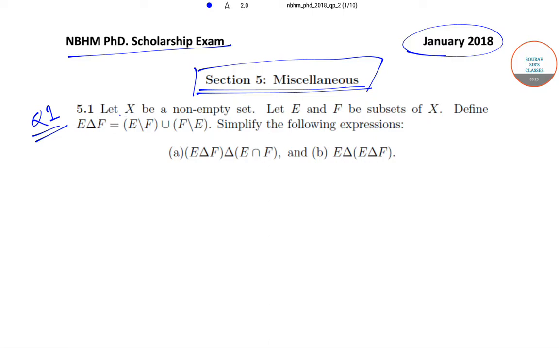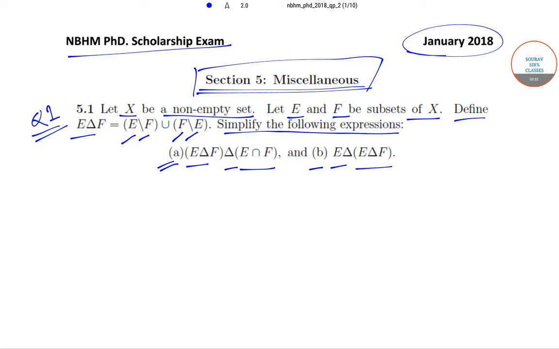Question number 1 is: if X is a non-empty set and if E and F are subsets of X, and if E delta F is defined as the set of elements in E but not in F, union the set of elements in F but not in E, we need to simplify the following expressions. Expression A is E delta F delta E intersection F, and option B is E delta of E delta F. So these are the options that we need to check.